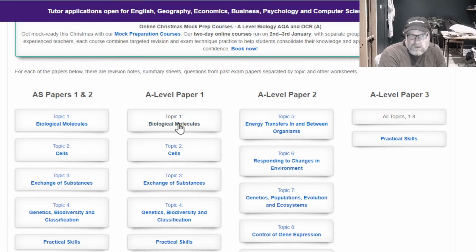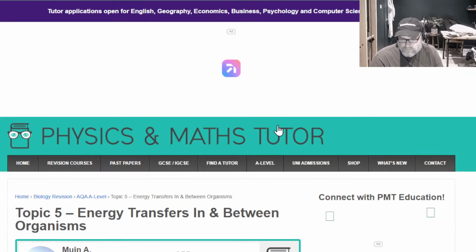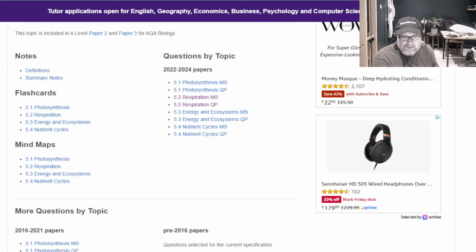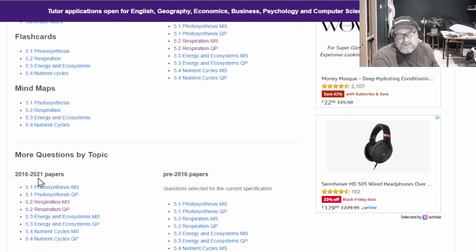So you could bust out over here and be like, this topic, the nitrogen cycle, comes in here. Yeah, practice questions are good. And then you can come down here to nutrient cycles. This is 2022 to 2024. Then you've got 2016 to 2021, and you've got all of these packs. Then you've got pre-2016 papers. These are good to use as well.